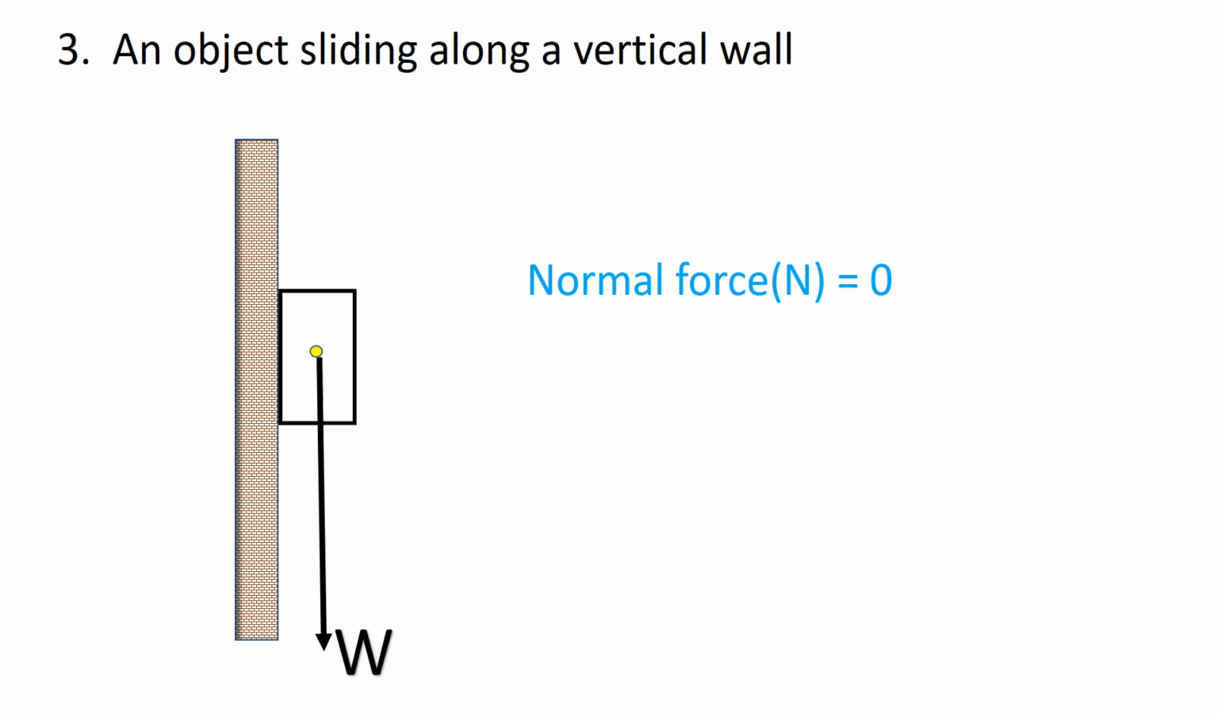The last example is of an object sliding along a vertical wall. Here you find that the object is moving down, just sliding along the wall. The weight of the object is acting in the downward direction, vertically down. The weight is not exerted on the wall. Therefore, the wall will not exert any force on the object.